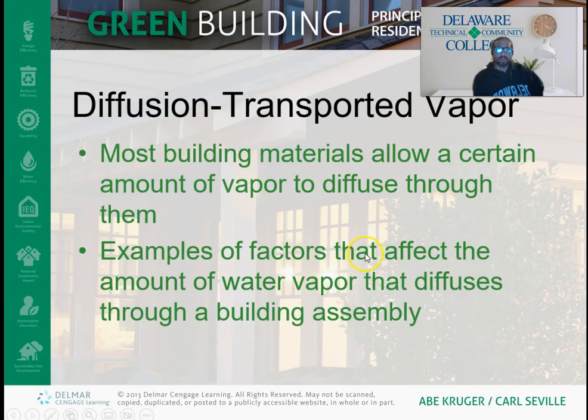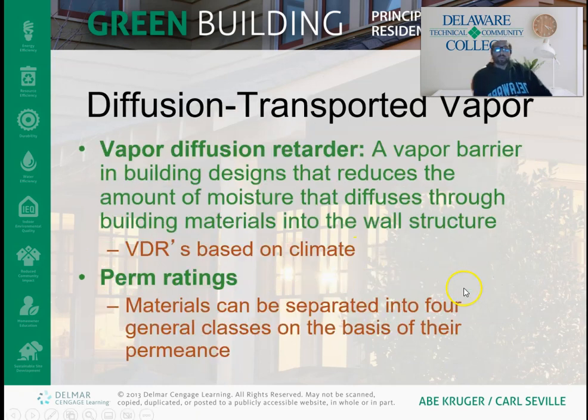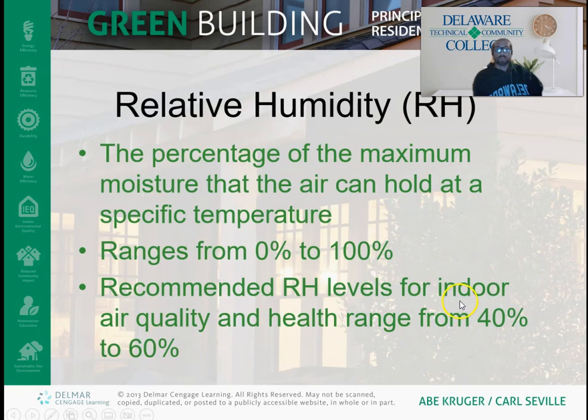And there are different barriers that you can use that block a certain percentage of water vapor. Those are vapor retarders that you can use in certain parts of the building. They're based on something called a perm rating, which is basically how much vapor it allows through.